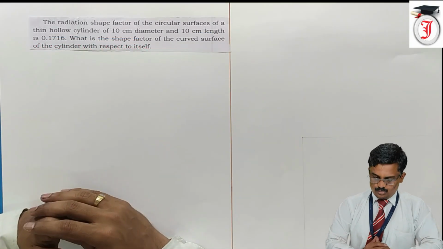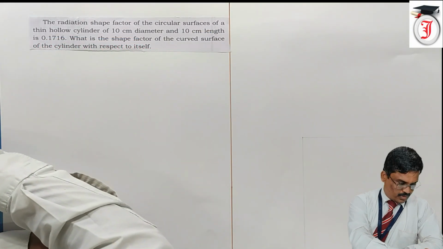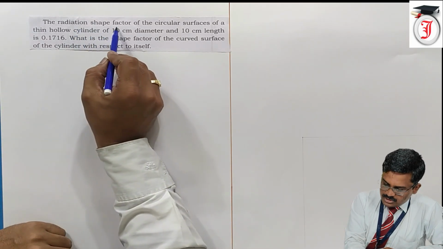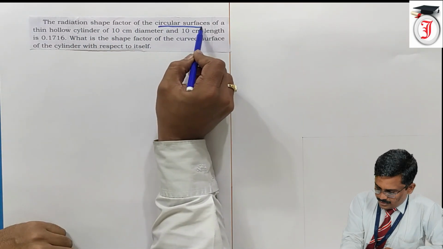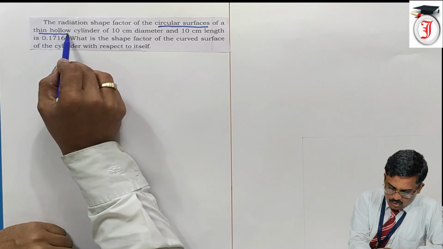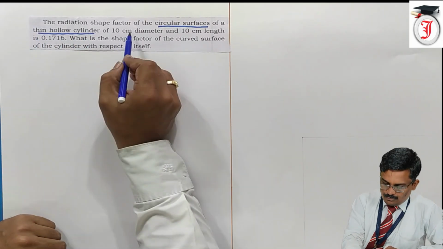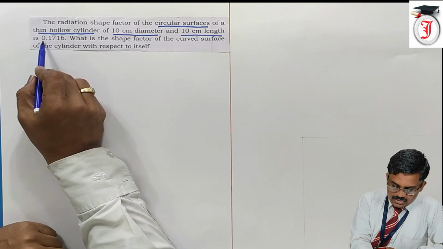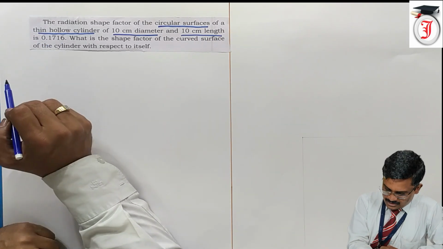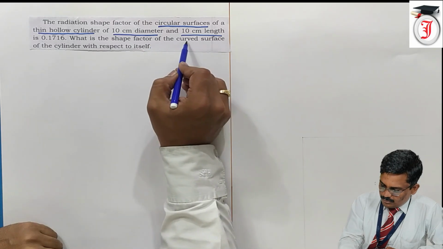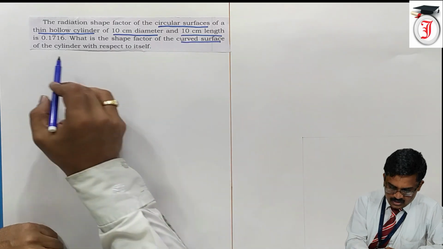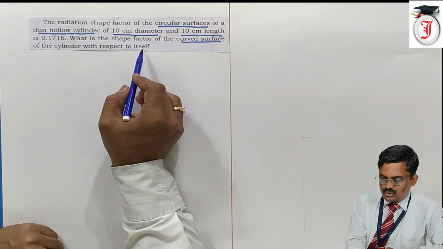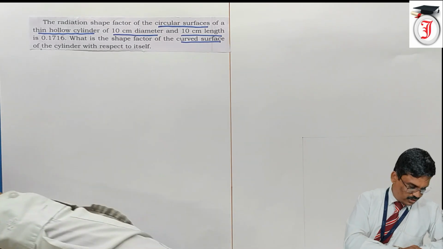Now we will see another numerical. The radiation shape factor of the circular surfaces of a thin hollow cylinder of 10 centimeter diameter and 10 centimeter length is 0.1716. What is the shape factor of the curved surface of the cylinder with respect to itself? So let us solve this numerical.